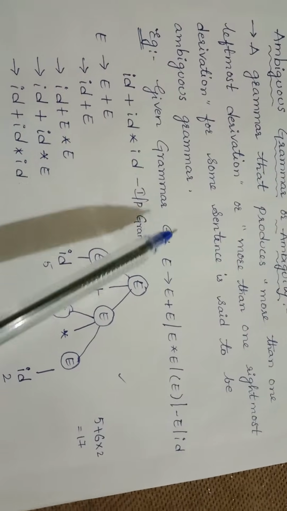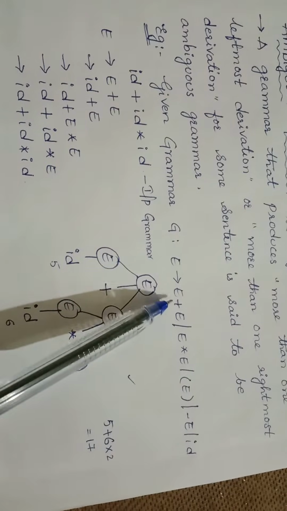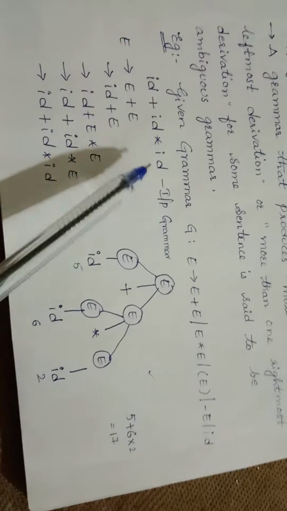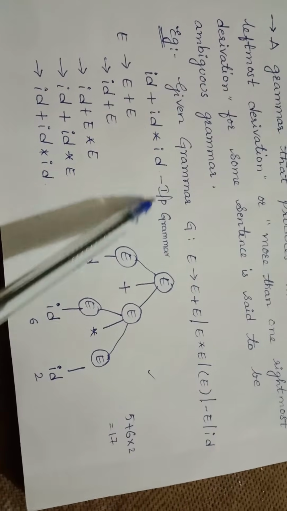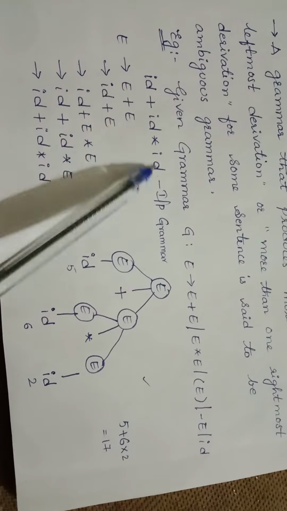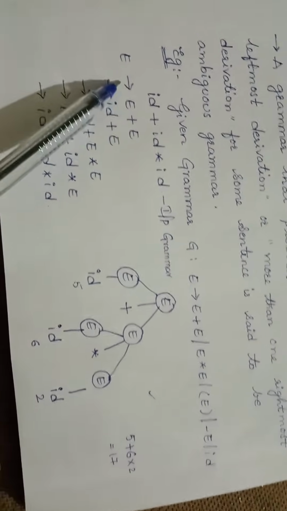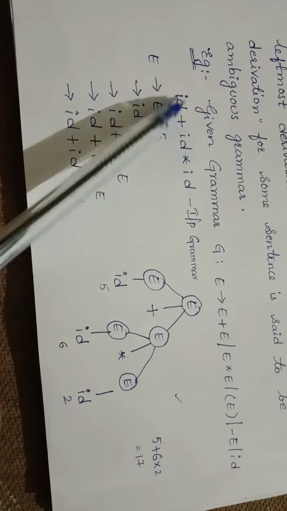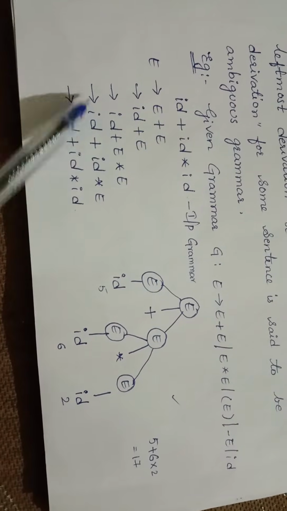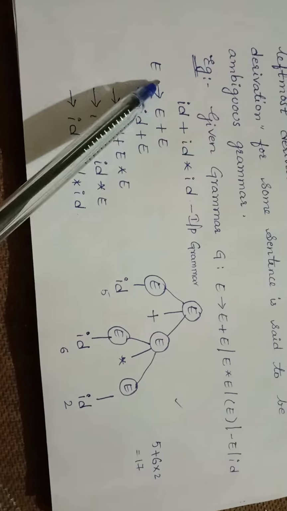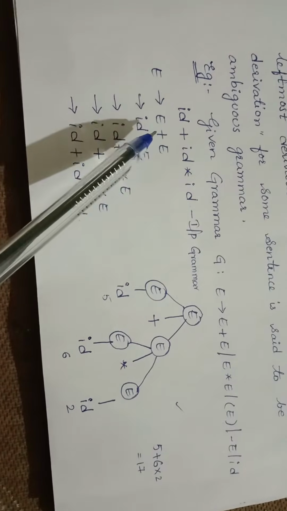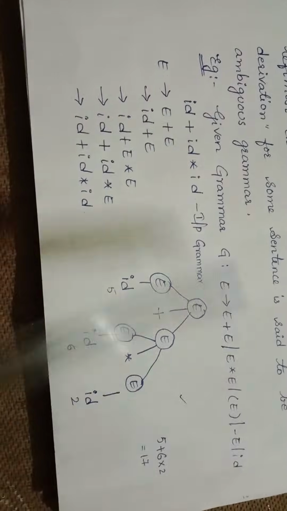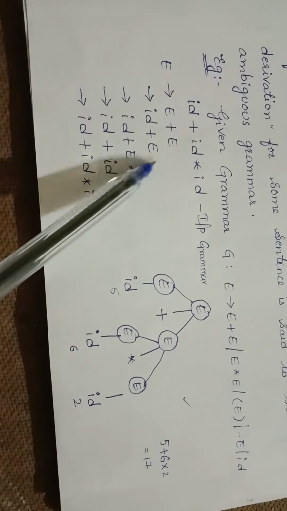So, for example, consider the grammar E tends to E plus E, or E star E, E minus E, and ID. The string we need to derive is ID plus ID star ID. So E tends to E plus E. Based on the given input string, we need to take the grammar and derive that input string. So E tends to E plus E. In place of E, we can substitute it with ID. E tends to ID, E tends to ID plus E.